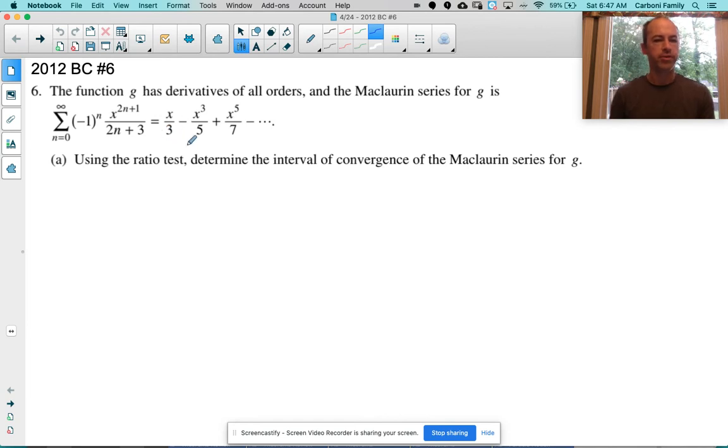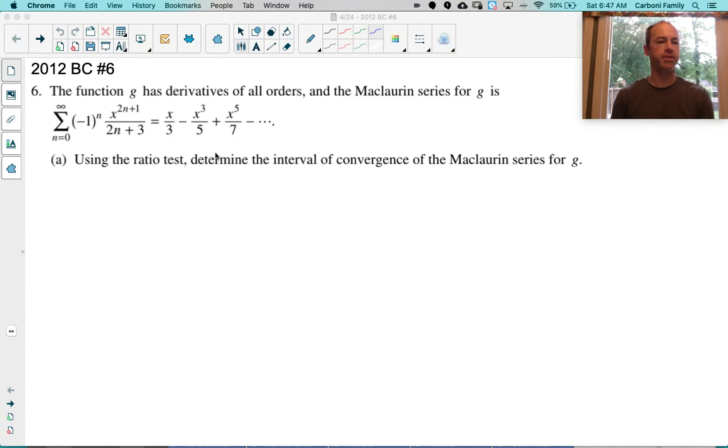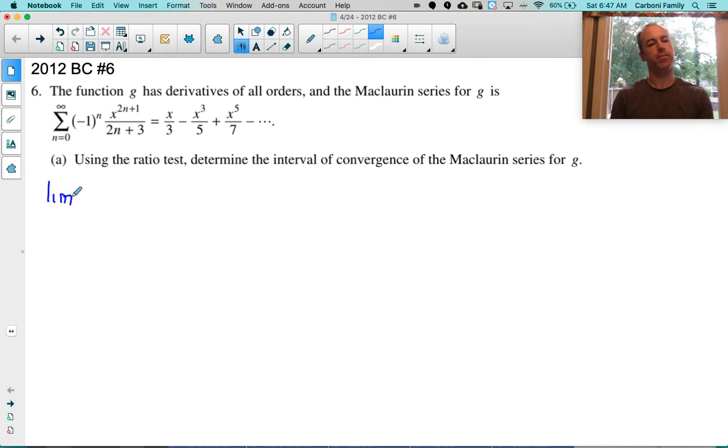Okay, number 6 from 2012. And as far as series questions go, this one's fairly straightforward. We have this series for g, and they want you to use the ratio test to find the interval of convergence, which means we need to go on and test the endpoints. And so we'll have to set up our limit.